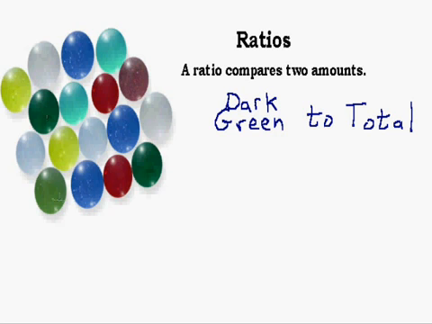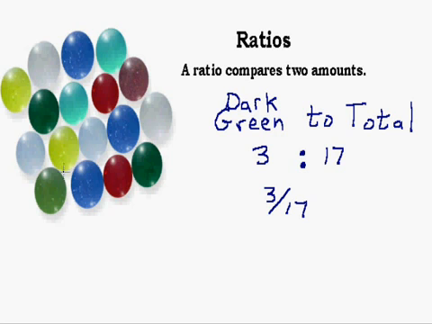So I got 1, 2, 3 dark green marbles to the total number of marbles. So I got to count them all up. Let's see. 1, 2, 3, 4, 5, 6, 7, 8, 9, 10, 11, 12, 13, 14, 15, 16, 17. So I would say 3 to 17, or 3/17. Now what this kind of means in a fraction is that 3/17 of the marbles are green. And that's also the ratio of green marbles to the total, 3 to 17. So it kind of tells us how they compare to each other.